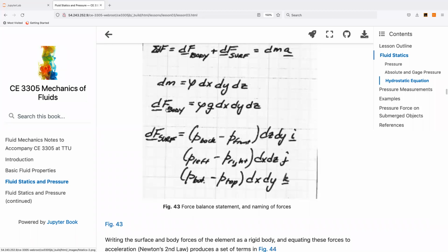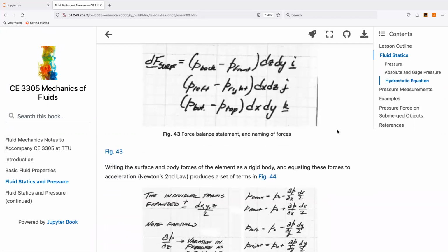We'll look at the body force to get the weight. The weight is simply rho times g times the volume. Density times the gravitational acceleration times volume is the weight. And so no surprise there.